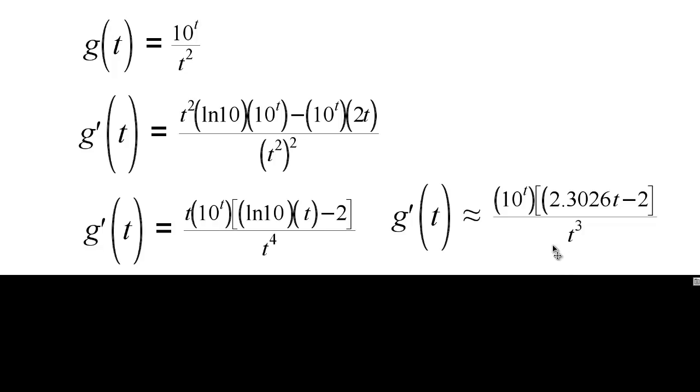And we can take this a little further. So we can simplify that down by dividing t by t to the fourth. That becomes t to the minus 3, or t to the third in the denominator. So our final answer for this derivative is 10 raised to the t power times 2.3026, which is approximately the natural log of 10, times t, minus 2 over t to the third.